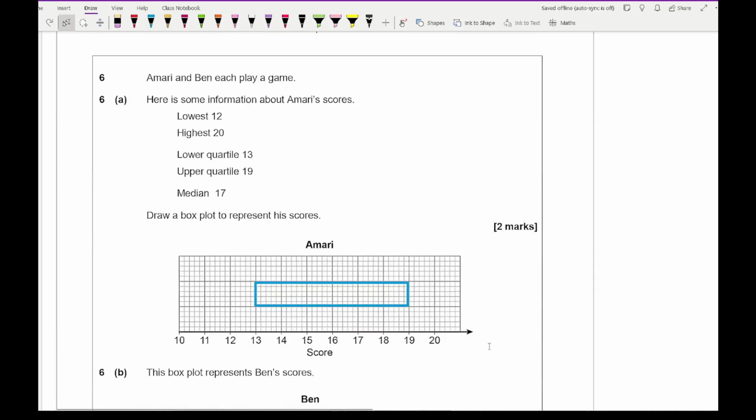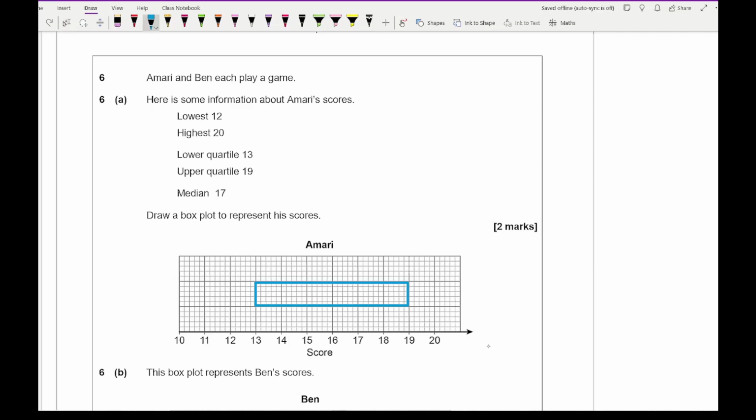Then moving on to 6A, it says Amari and Ben each play a game. Here is some information about Amari's scores. The lowest score was 12, the highest score was 20, lower quartile was 13, upper quartile was 19, and the median was 17. Draw a box plot to represent his scores.